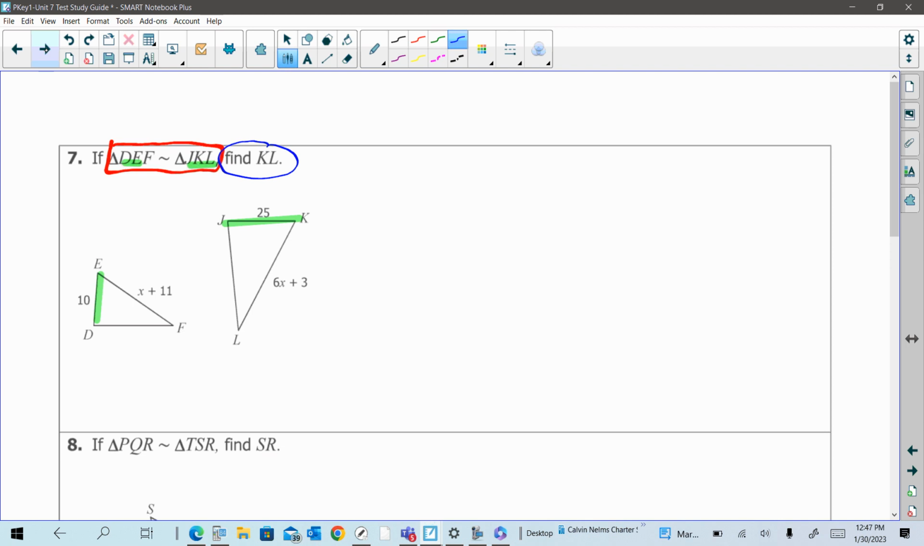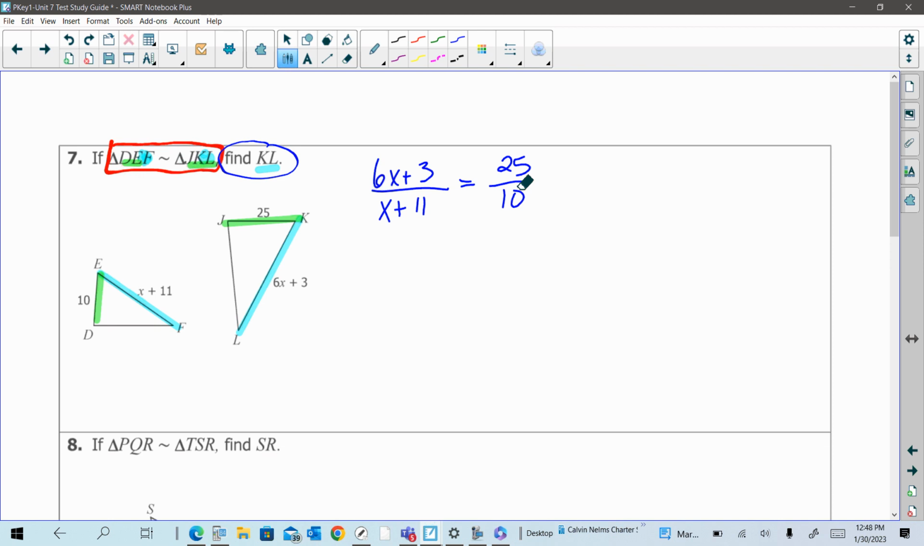And so what I'm going to have to do is see that my KL here, here's K to L. That KL matches up with FE or EF. So that matches up with that side there. So you're still writing and solving a proportion. So if I start with my KL, my 6x plus 3, KL corresponds with the FE, which is x plus 11. It's going to equal 25 over 10.